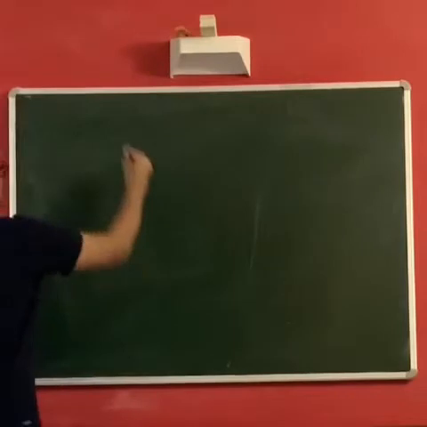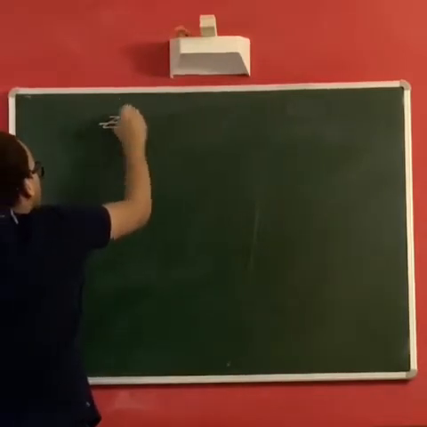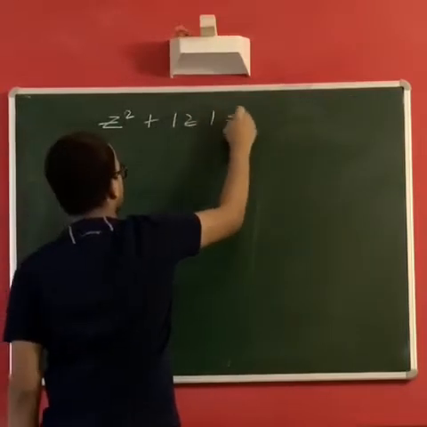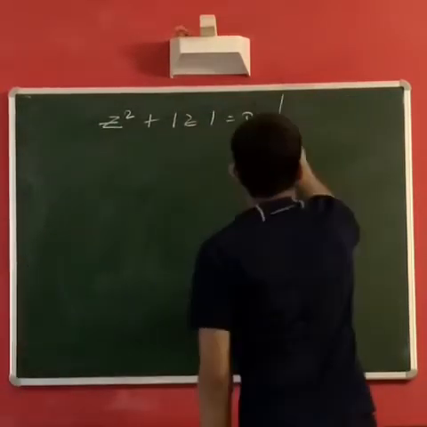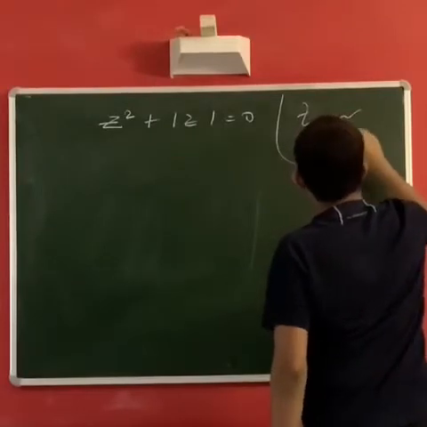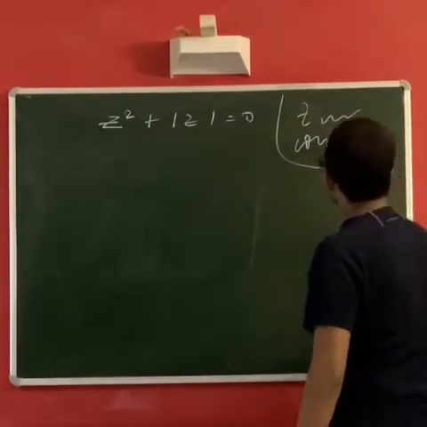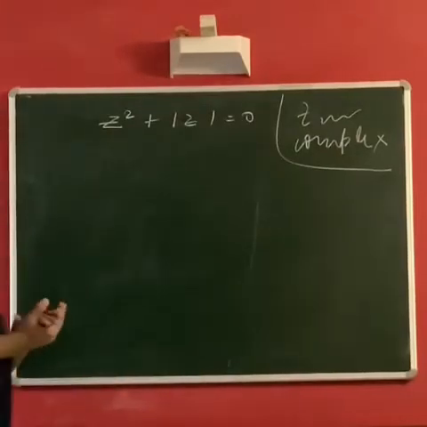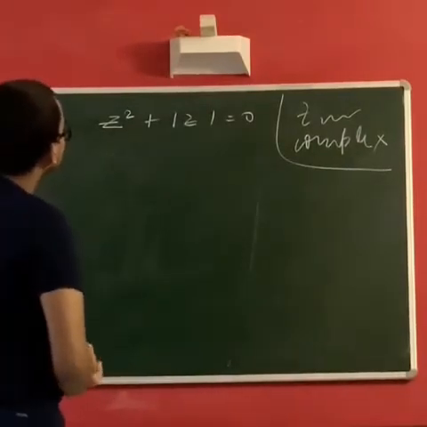So I have a question in mind, that is z squared plus mod z equals 0. Solve this for z in complex numbers. You have to solve this equation for z in complex numbers. You can pause the lecture and try.